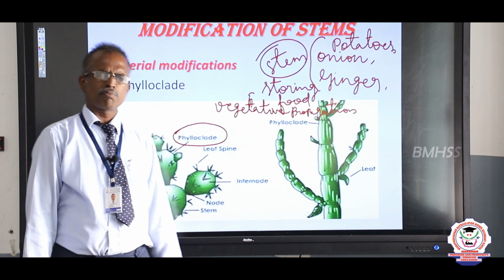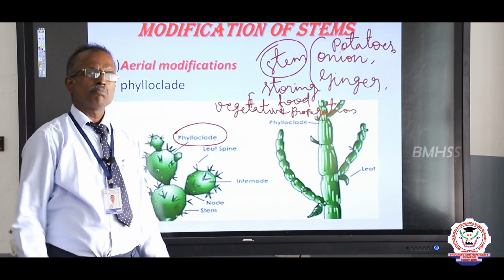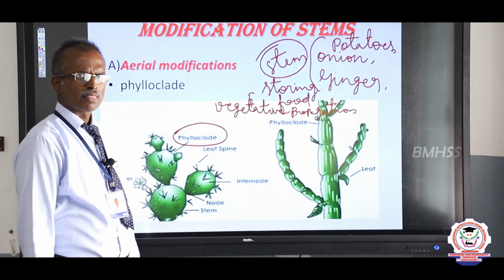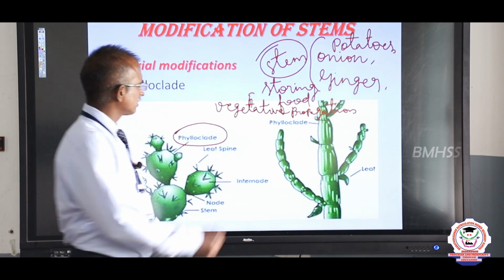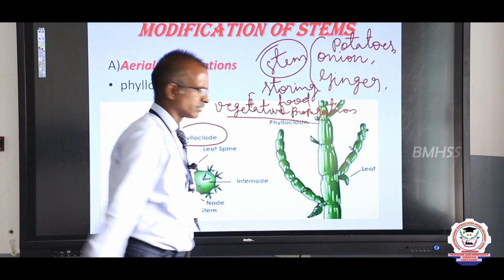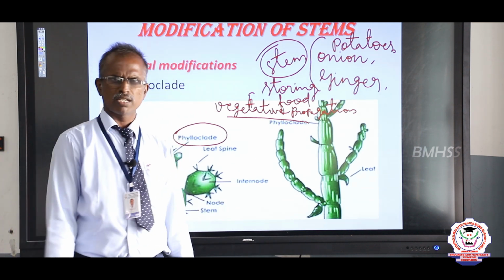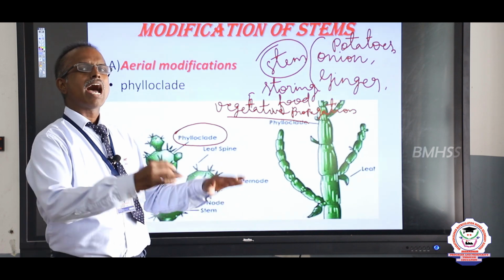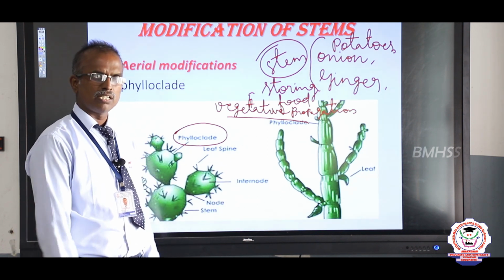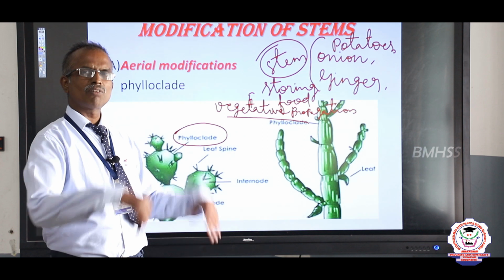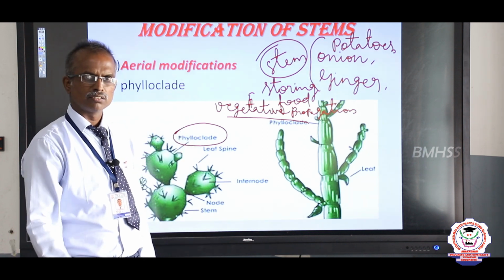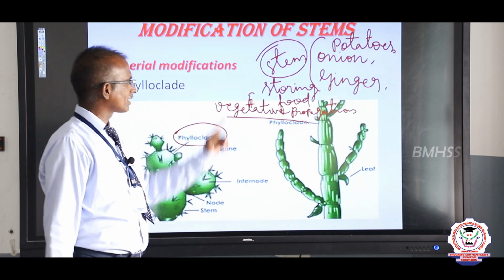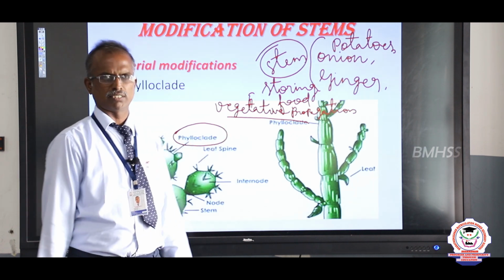This stem part is modified to store food and also helps in vegetative propagation. What is meant by vegetative propagation? Udal inaperukam. This is reproduction other than by seed or a reproductive part. If reproduction is carried out this way, it is known as vegetative propagation.